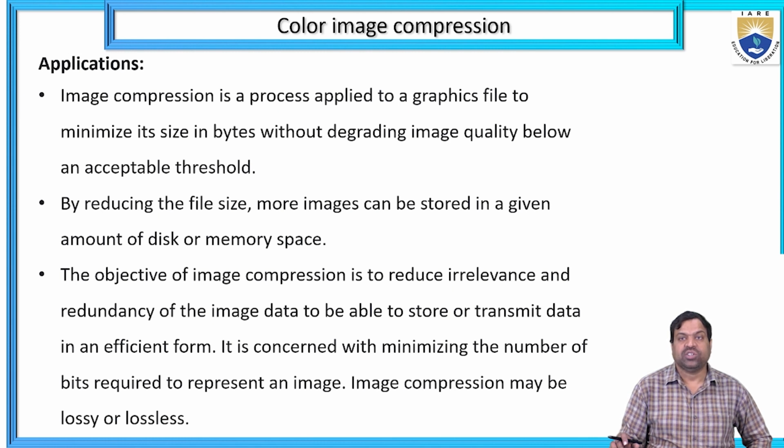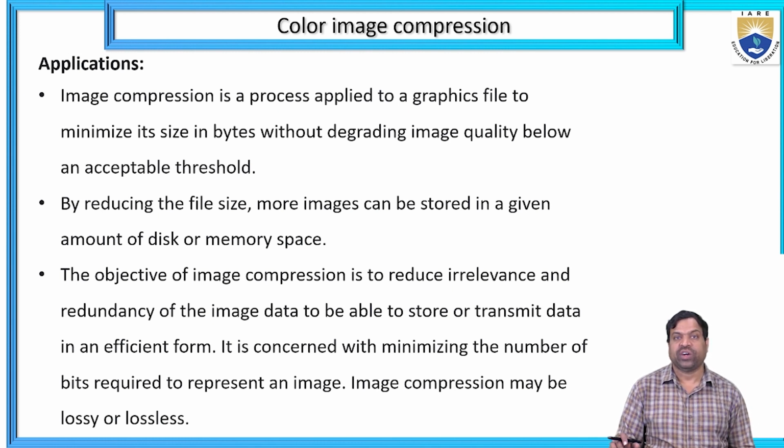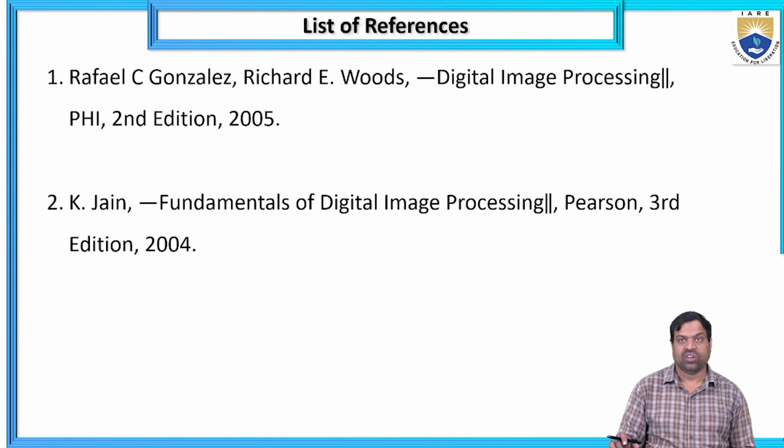Image compression is a process applied to a graphics file to minimize its size in bits without degrading image quality below an acceptable threshold. By reducing the file size, more images can be stored in a given amount of disk or memory space. The objective of image compression is to reduce irrelevance or redundancy of the image data to be able to store or transmit the data efficiently, minimizing the bits required to represent the image. Image compression may be lossy or lossless.